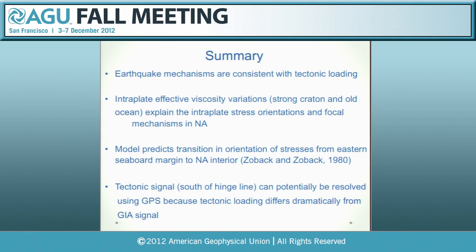Okay, so here is the summary. Earthquake mechanisms are quite consistent with our predicted stresses from tectonic sources. Intraplate effective viscosity variations can explain the intraplate stress orientations and focal mechanisms. And we can predict the transition in orientation of stresses in Eastern North America from the eastern seaboard margin to the interior of the continent, as has been seen by Zoback and Zoback. And finally, it is possible to actually isolate the tectonic signal from the GIA signal in the GPS, because both of them have very different signals. So, thank you.